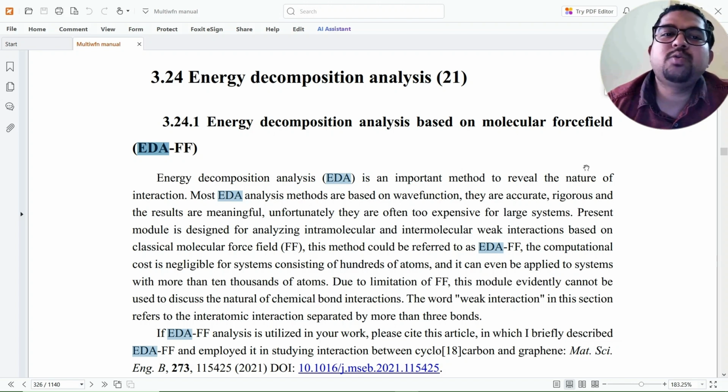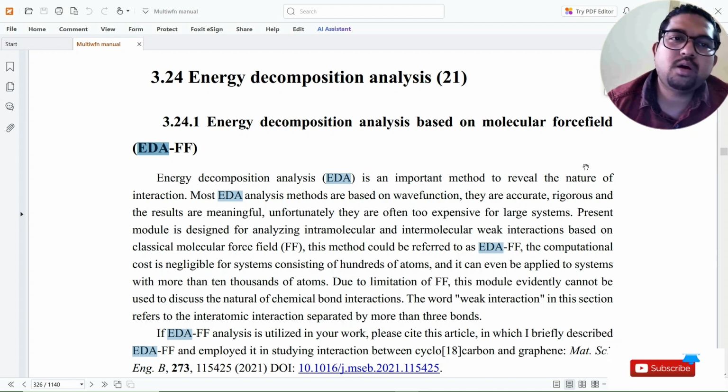So today in this video we are going to learn about the energy decomposition analysis, also known as EDA analysis. There are several methods to do this, and we'll be using mostly Gaussian-based calculations, and along with Gaussian we'll be using the Multiwfn tool for this EDA analysis.